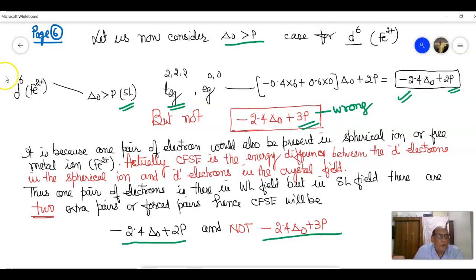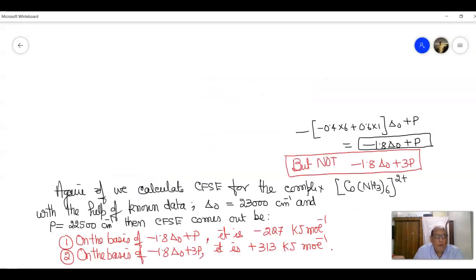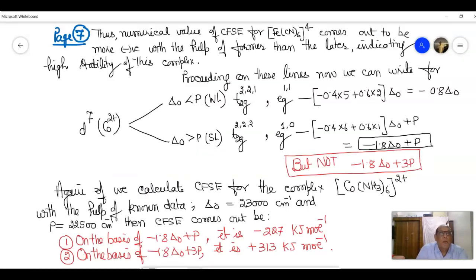Let us go for the d7 configuration. What happens in that case? In d7, an example can be the cobalt(II) ion. One thing more I would like to mention here: numerically the CFSE value for [Fe(CN)6]4−, hexacyanidoferrate(II), comes out to be more negative with the former formula than the latter, indicating high stability of this complex.